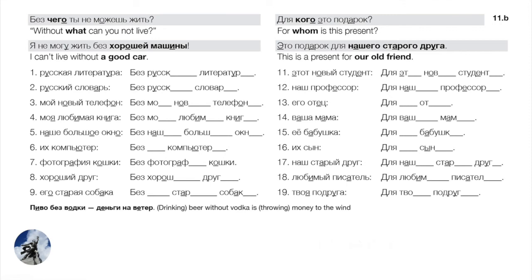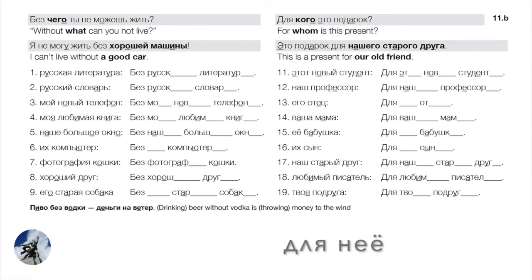It's a present for your mother. Это подарок для вашей мамы. Для вашей мамы. Number 15, a present for her grandmother. Again, the her part is not going to change. Это подарок для нашей бабушки. Again, if it were a present for her, then it would be для нее. But that's not what we have here.